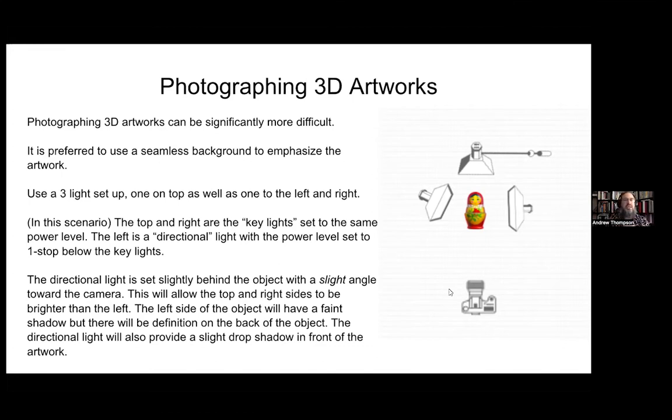The other thing is, I personally suggest a three light minimum, and we can even go further than that. I've gotten up to five, six sometimes, depending on the object. But three lights has your top, and in this scenario, your right, as your key lights. Key lights meaning they are your main light source. They're going to be the strongest lights. And the top would provide this kind of overhead light right here.